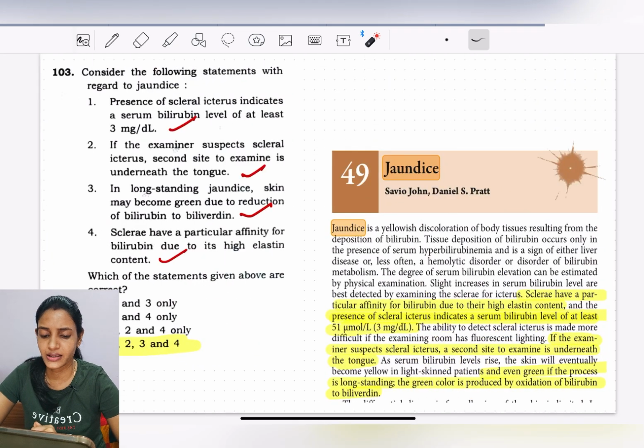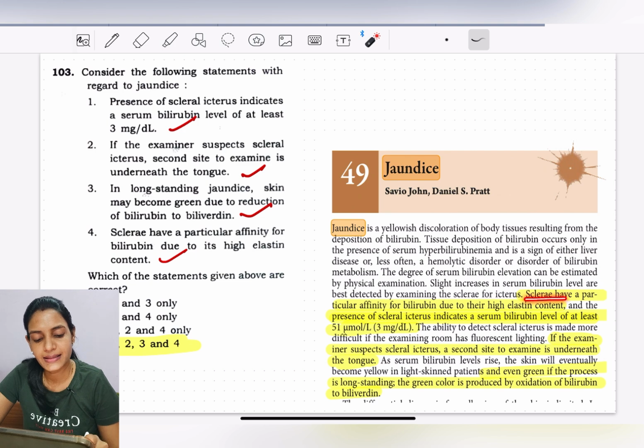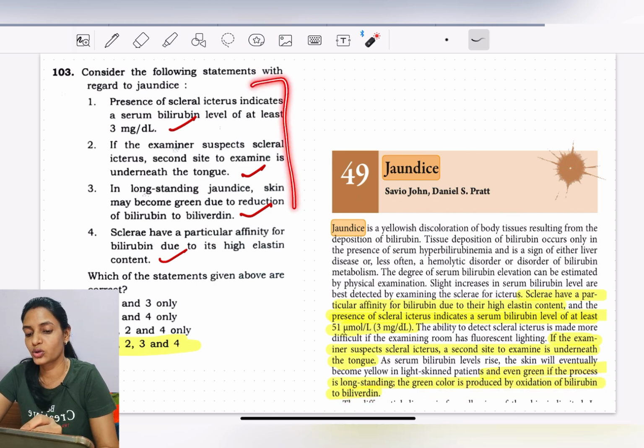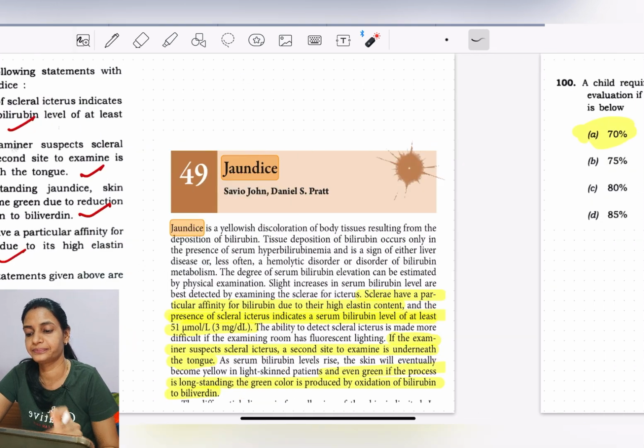Next question is regarding jaundice. So in jaundice we all know that sclera have a particular affinity for bilirubin due to high elastin content. Presence of scleral icterus indicates a serum bilirubin level of at least 3 mg per dl. If the examiner suspects scleral icterus, a second site to examine is underneath the tongue, and it may even be green if the process is long standing. The green color is produced by oxidation of bilirubin to biliverdin. So all 4 statements are given and those are true. So answer for this is D.